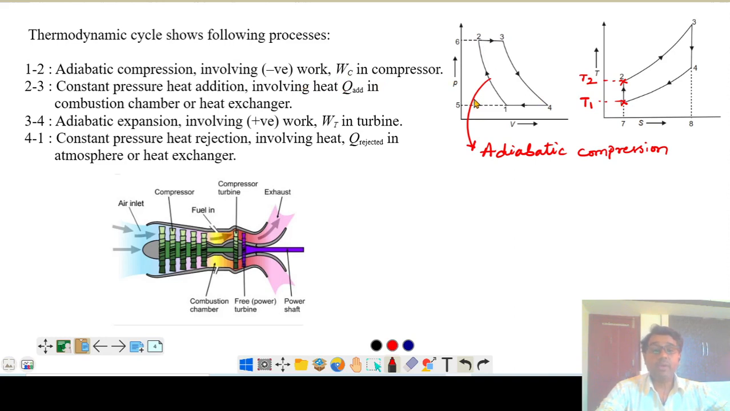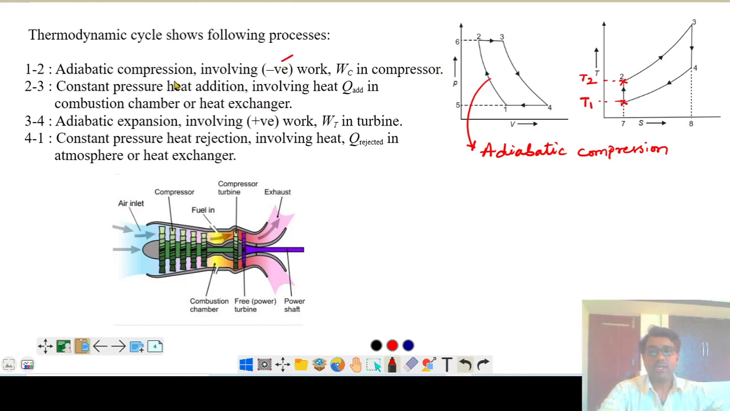Negative work. Why are we going to call it negative work? Because a compressor alone can't run. It should use some of the energy generated by the turbine. The turbine generates mechanical energy, which is utilized to run the compressor. So that means it is work done on the gas in the compressor. So we are going to call it a negative work.